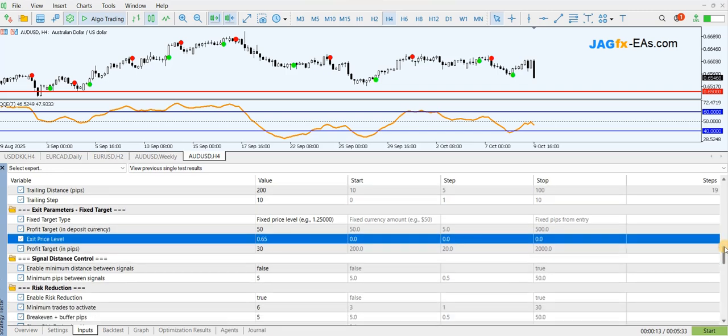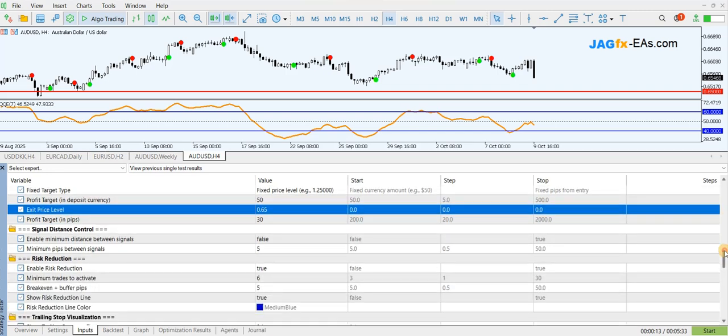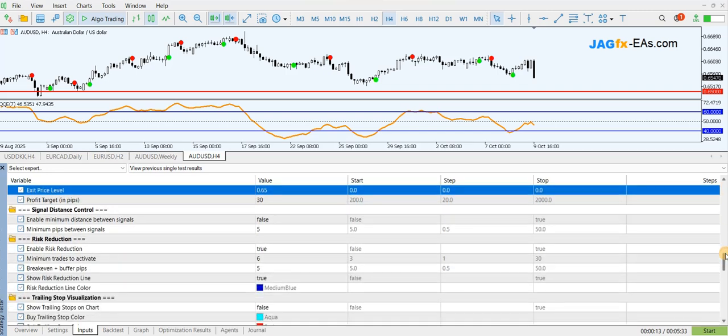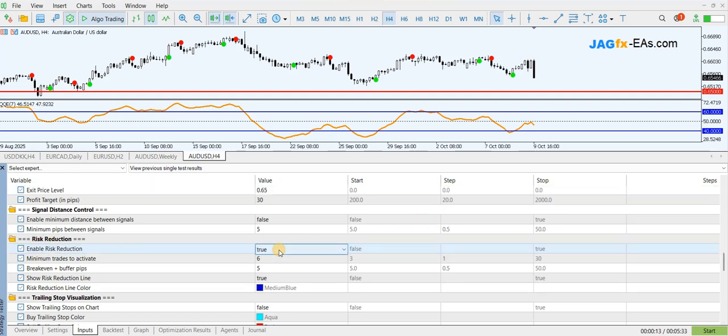Now, because this is a bit of a high risk sort of strategy, we're going to have some sort of risk reduction. So come down to the risk reduction. I've selected true, so the true or false for this. True. Minimum trades to activate is going to be 6, and the break even plus buffer is going to be 5.